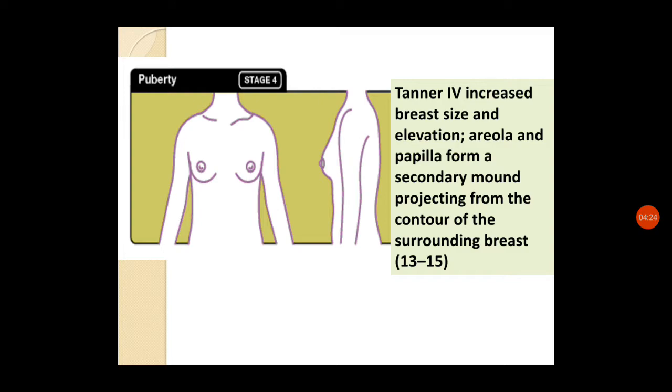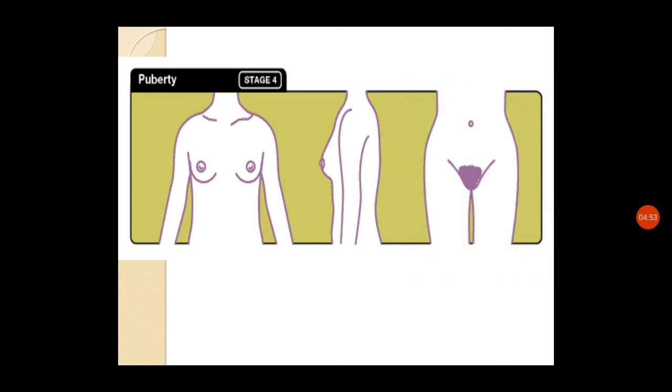In stage 4, there is increased breast size and elevation, and the areola and papillae form a secondary mound projecting from the contour of the surrounding breast. This happens at 13 to 15 years. So this is Tanner 4: more breast tissue is appearing, and there will be a secondary mound, the areola as a mound with the glandular tissue.